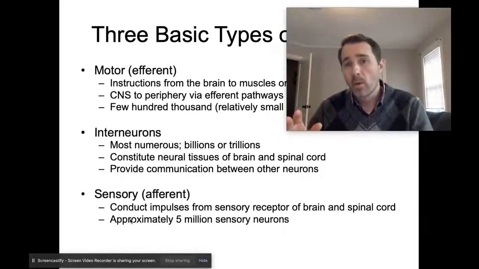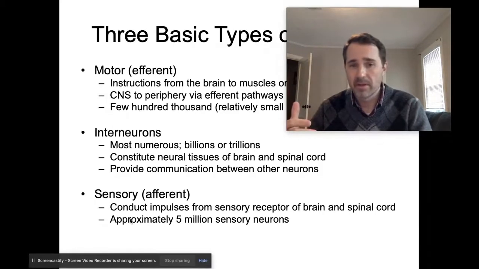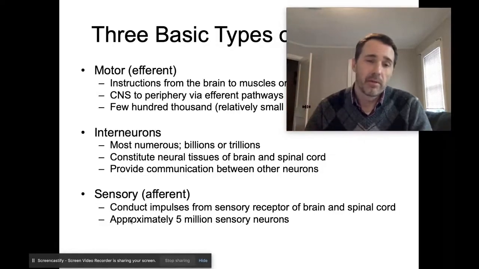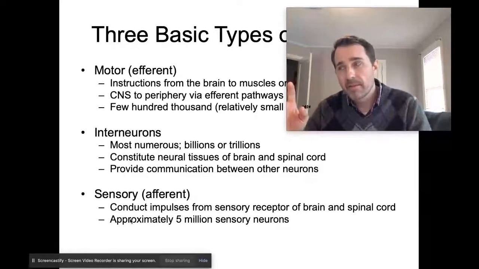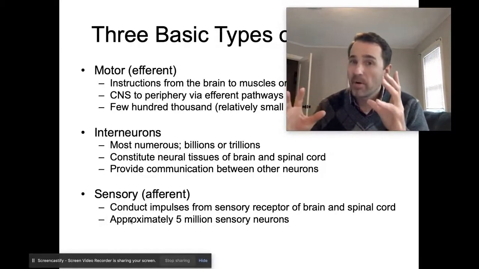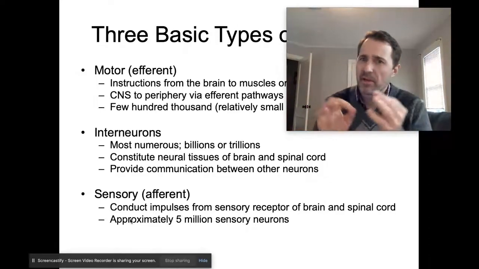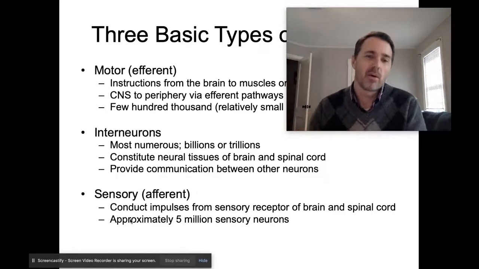So your motor or efferent neurons and your sensory or afferent neurons are myelinated through the central and the peripheral nervous system. Your interneurons are not myelinated. And the cortex, being that part of the brain that we just spent a lot of time on when we were talking about the various different areas of the cortex, is all interneurons, all gray matter.